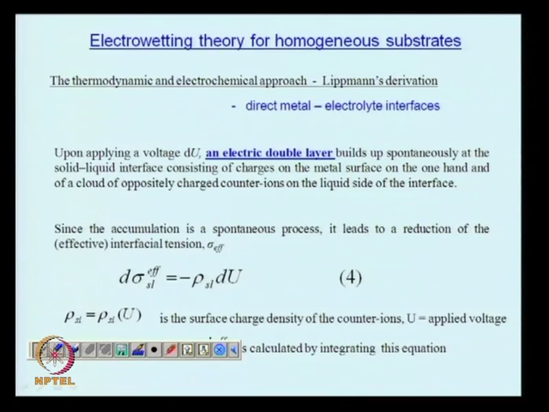So, the change in free energy is going to manifest itself by a change in the effective interfacial tension, which is connected with the surface charge density, and U is the applied voltage. So, the change in interfacial tension is going to be a function of the applied voltage, and it is also going to depend on the surface charge density of the counter ions.